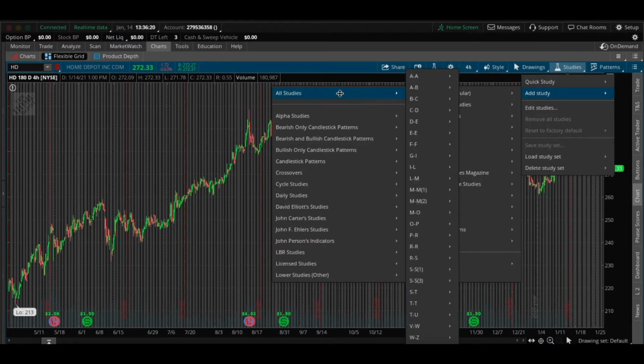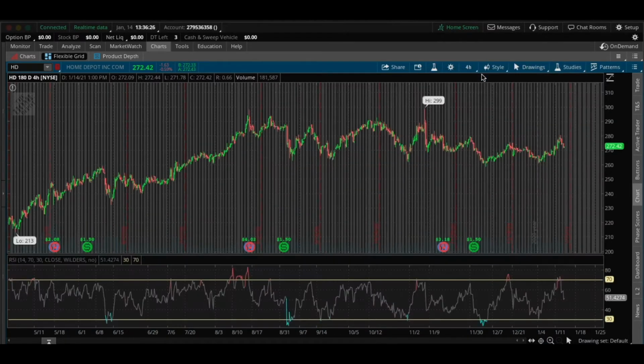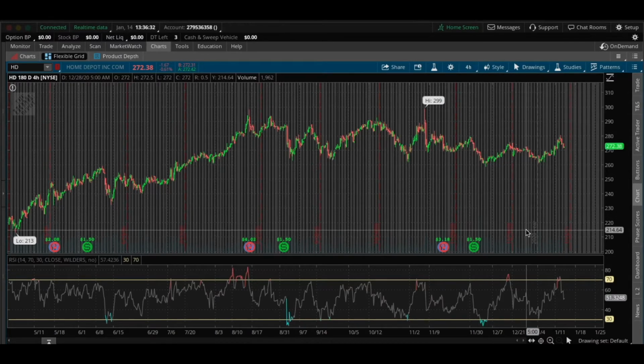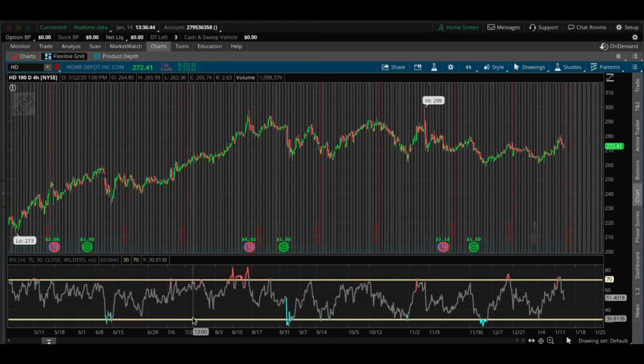And if you hover over all studies and go down to R to S, you'll see that it's the first one at the top, RSI. And RSI has two names. You can call it RSI, but it's short for Relative Strength Index. And it's basically a number from 0 to 100, where if the RSI is above 70, it tells you if the stock is overvalued. And if it's under 30, it'll tell you if it's undervalued.